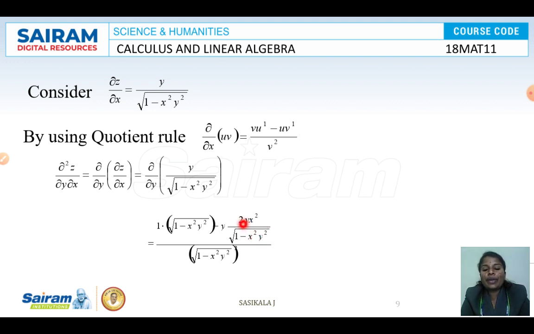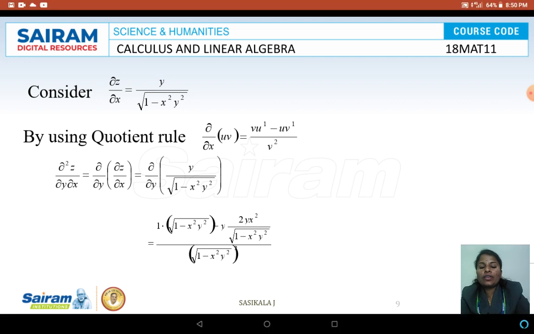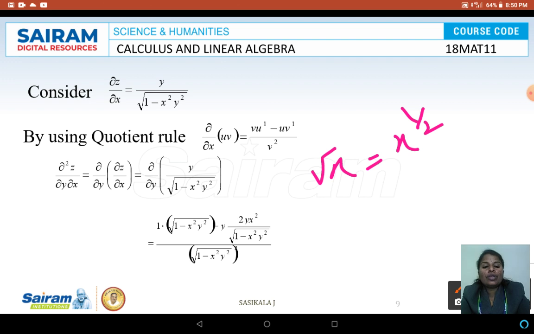Again x squared plus y squared you will be having. So it will be 2 into y x squared, because we are doing differentiation with respect to y. See here, you have a root x. It can be written as x power 1 by 2. So differentiation of this is nothing but n into x power n minus 1, so you will be having 1 by 2 into x power minus 1 by 2, because 1 by 2 minus 1. So it will become 1 by 2 root x, right?